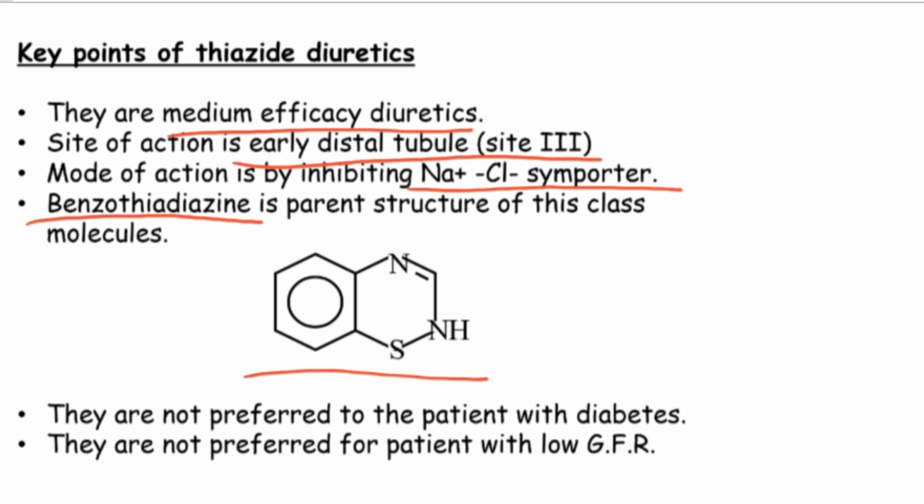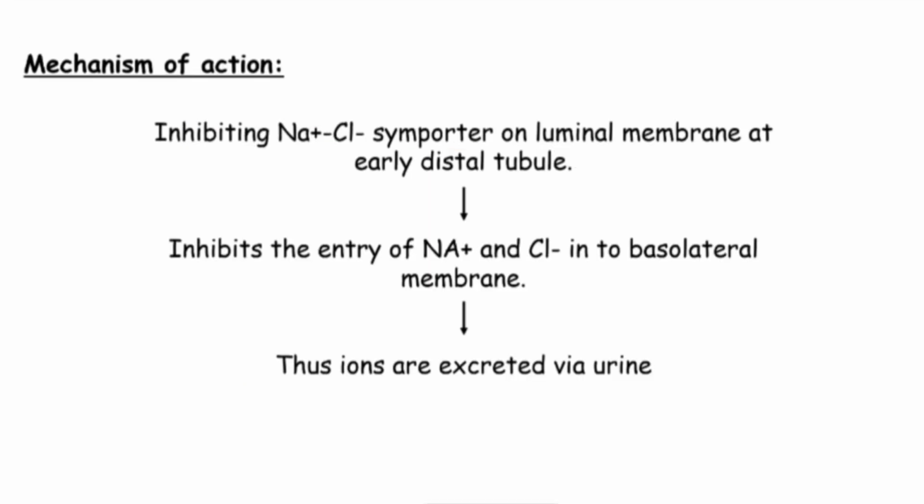The most important thing we should be cautious about is that they are not preferred for patients with diabetes and not preferred for patients with low GFR, which is low glomerular filtration rate. The reason why they are not preferred in those patients is what we will discuss at the end. Now, let us see the mechanism of action of thiazide and thiazide-like diuretics.